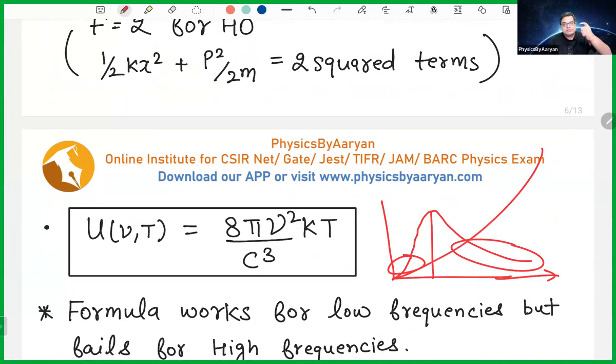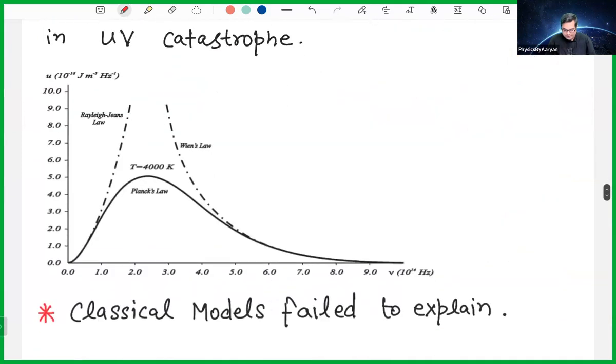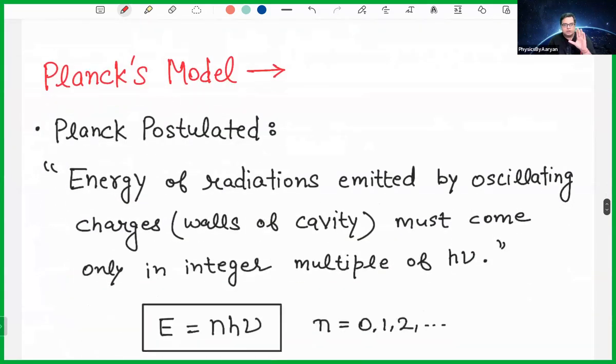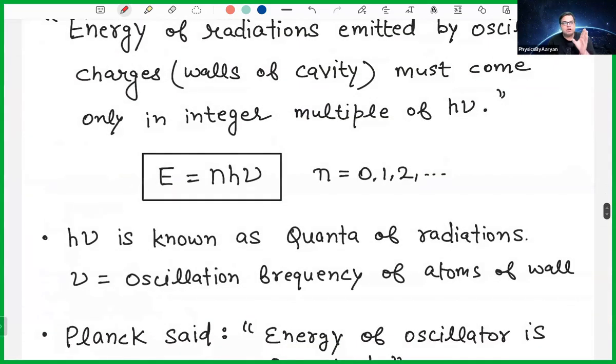Okay. So how was this theory basically fixed? The theory was fixed by Planck, and Planck said, okay, wait a minute. Energy is not fixed for every oscillator. Energy depends upon the frequency. So energy will actually be nh nu. So energy actually depends upon nu. How much energy an oscillator will have will depend upon the nu.